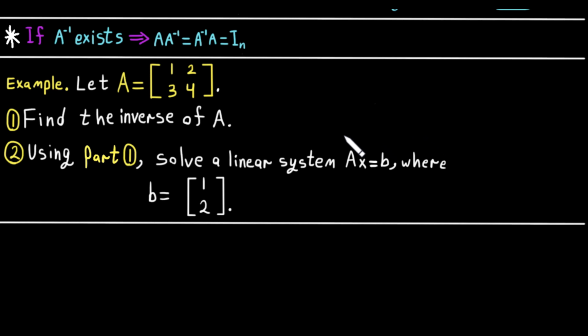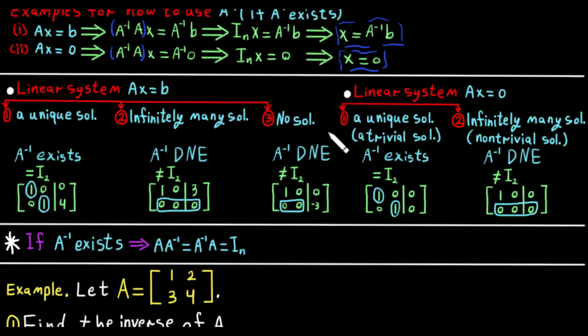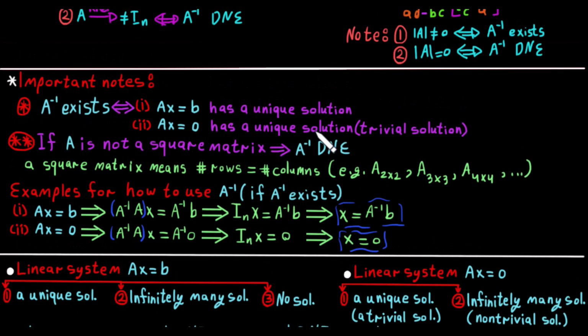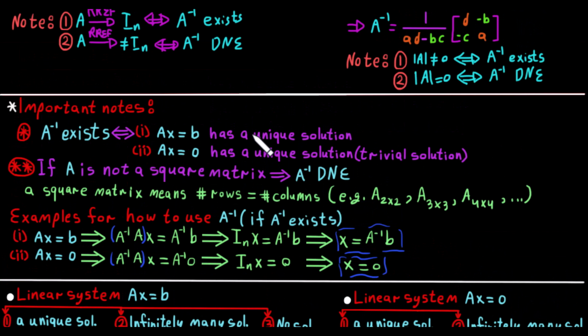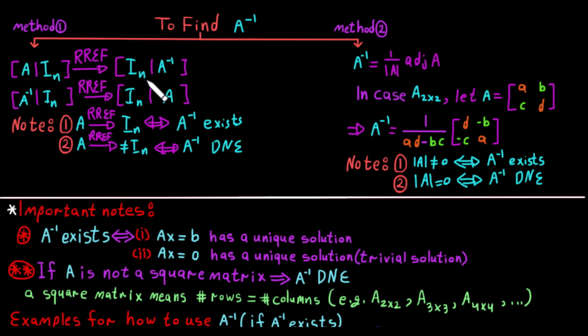Now let's go up. I will review all of these in a quick way. The steps to find A inverse, you can find it by either this method or this method. If it's a 2 by 2 matrix, I prefer to use this method. Now let's focus on method 1.